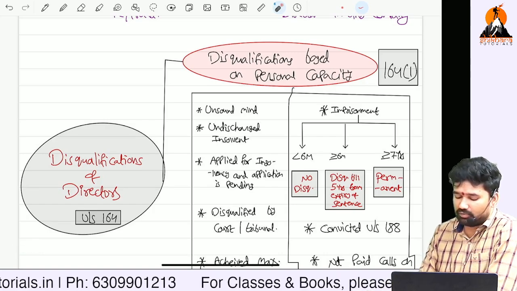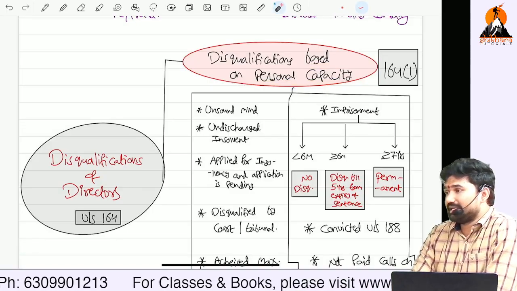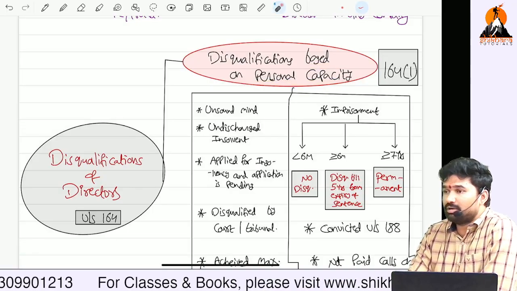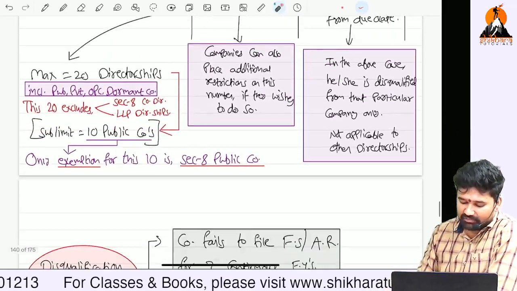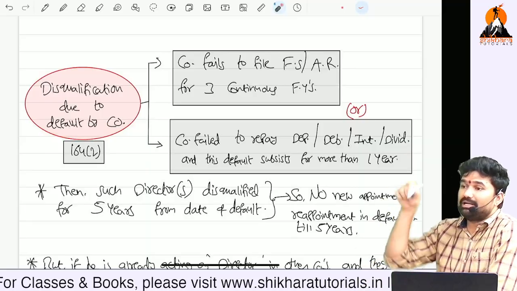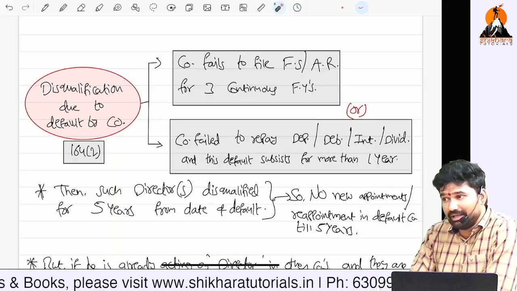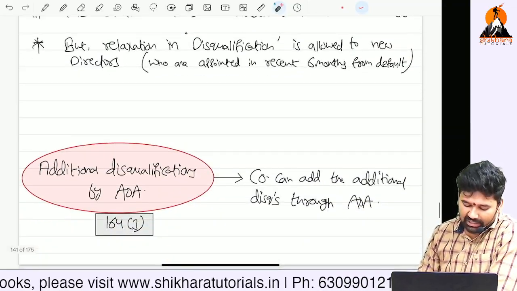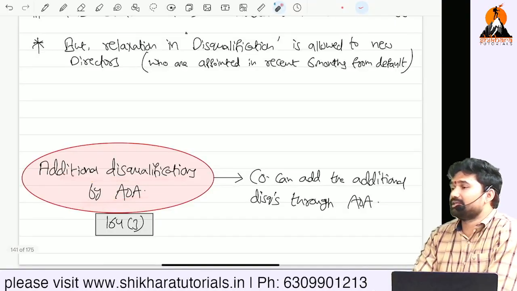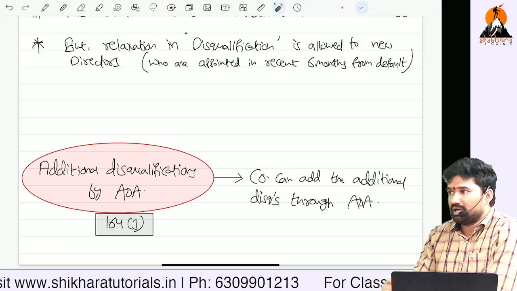What is the name of 164.1? Disqualifications based on personal capacity. Disqualifications based on personal capacity. 164.2 name is disqualifications due to default by the company. Disqualifications due to default by company. 164.3 is additional disqualification as prescribed by AOA, Articles of Association.